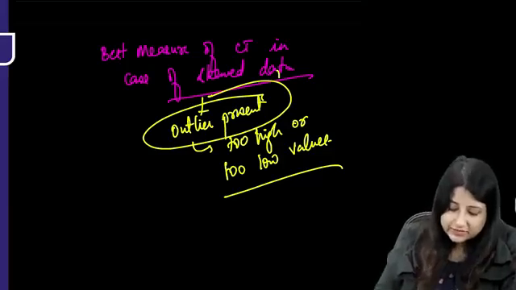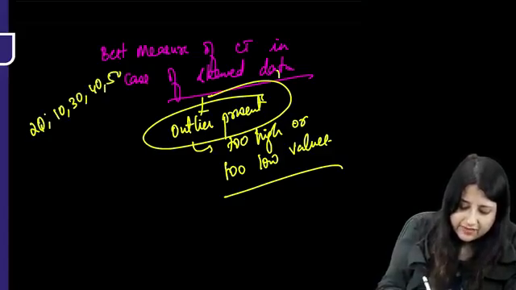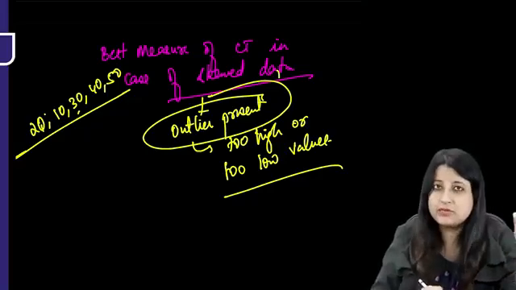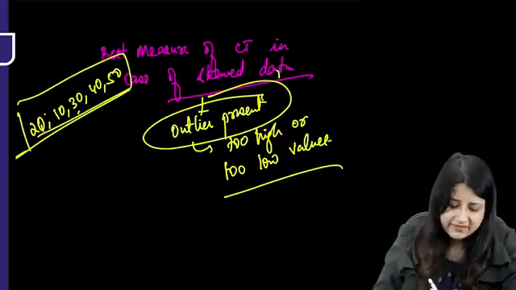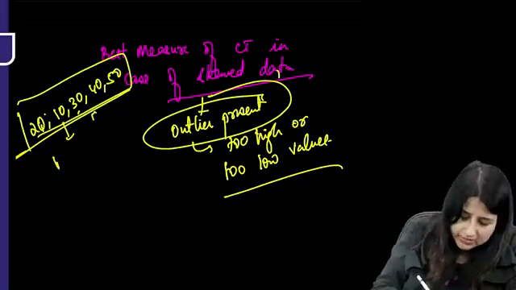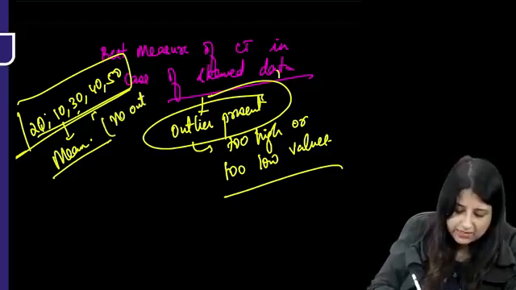I'll just quickly give you an example. Suppose here I have a data set 20, 10, 30, 40 and 50. Now if you have to calculate which central tendency measure will be best for this, does this have any value which is too high or too low? No. So the best measure would be mean. Why? Because no outliers here.